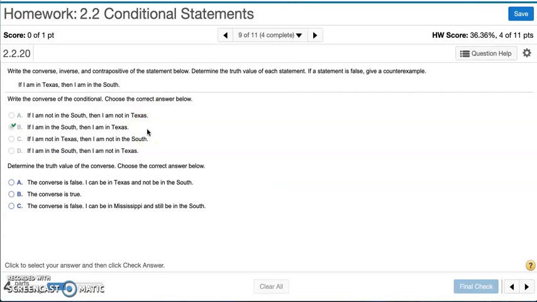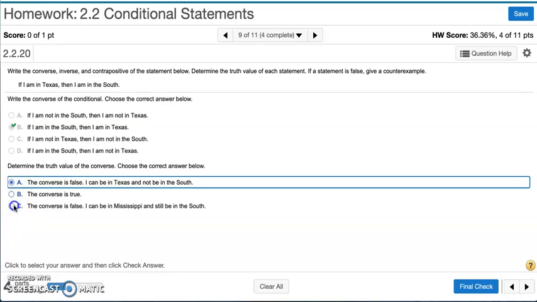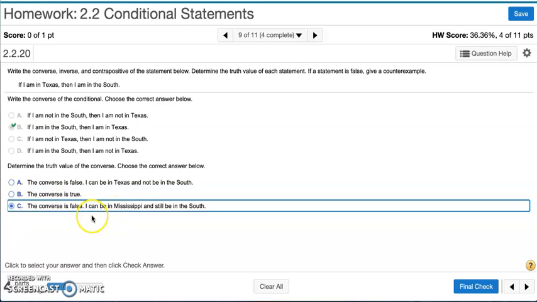Then determine the truth value. So looking at the converse, which is what it wants the truth value of, it says if I am in the South, then I am in Texas. That is false. You can be in the South, but in a different state. So, for example, you can be in Mississippi and still be in the South.